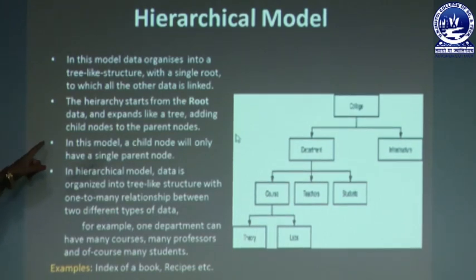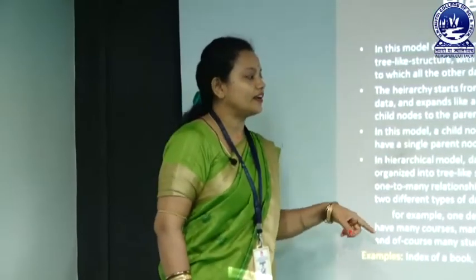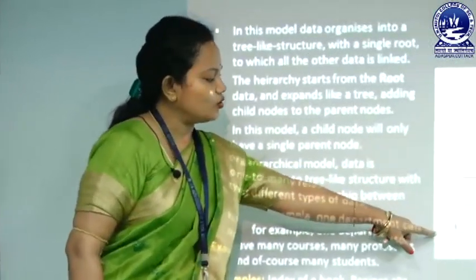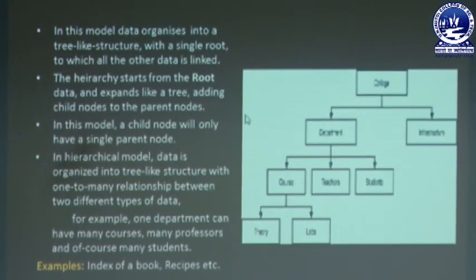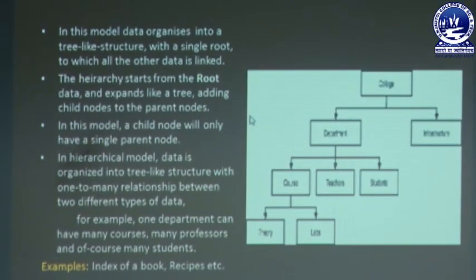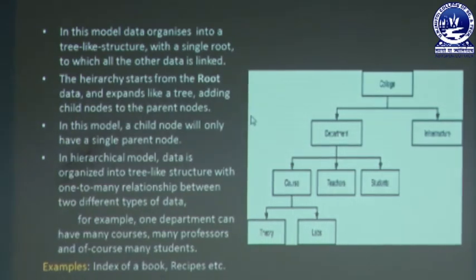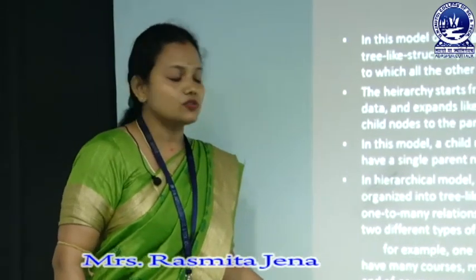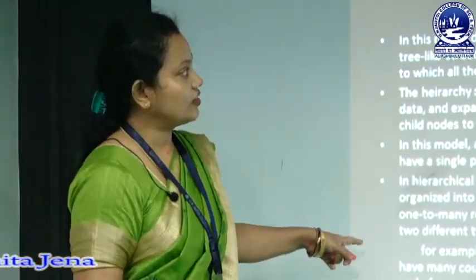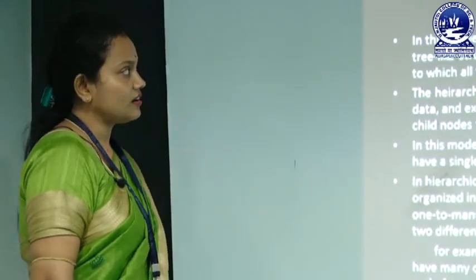And in this model, a child will only have a single parent. You can see here the child nodes have only one parent. Then, in this data model, the relation between parent and child is 1 to many. That means one parent can have more than one child, but you must remember one child should have only one parent in the hierarchical data model. Real-world examples of the hierarchical data model are the index of a book and recipes.